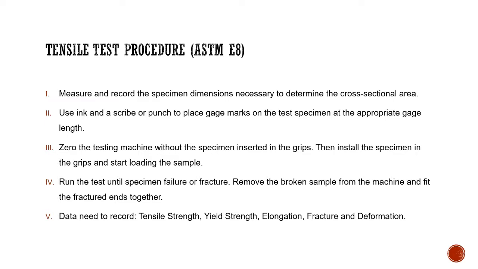Next, zero the testing machine without the specimens inserted in the grips. Then, install the specimen in the grips and start loading the sample. Then, run the test until the specimen fails or fractures. Lastly, record all the data and prepare the full report. I will pass the slide to my friend for the data analysis.